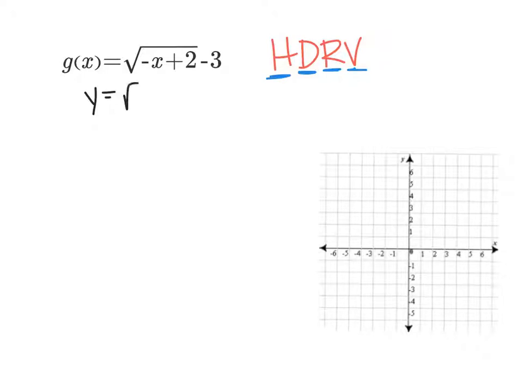So this really is a square root function. As soon as I recognize that, I'm going to graph my parent function because that'll give me a basis for the rest of my transformations. So if I consider the square root function, I'm going to do the easy points.